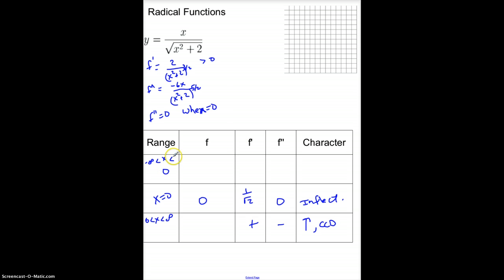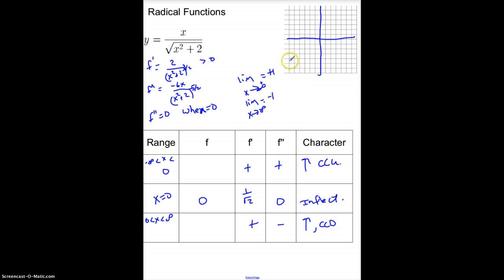Between negative infinity and 0, the first derivative is positive and the second derivative is positive. So it is, again, increasing and concave up. Let me take the limit as x goes to infinity of this, and from the positive side I get plus 1. When I take the limit as x goes to negative infinity, I get negative 1. So I have two asymptotes, one at plus 1, one at negative 1.